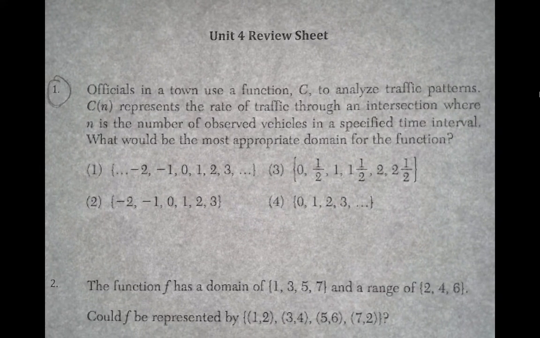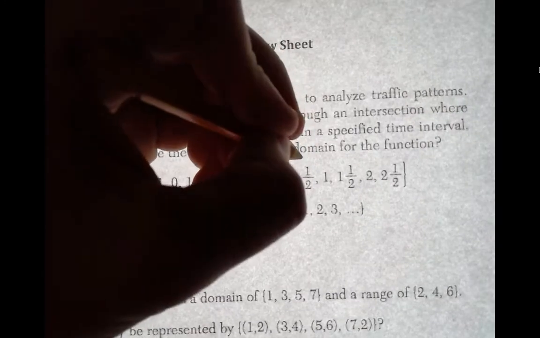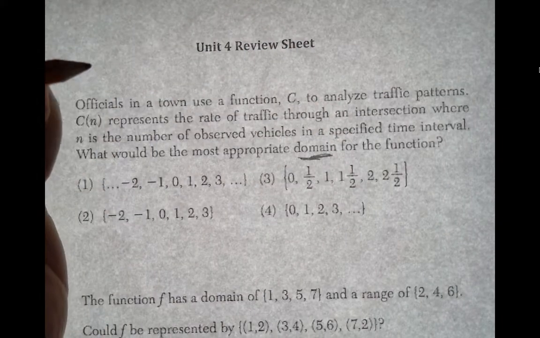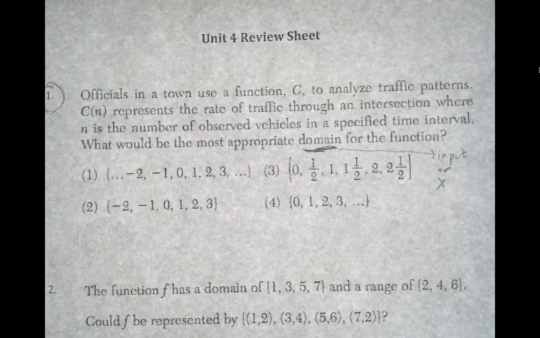Officials in a town use a function c to analyze traffic patterns. C of n represents the rate of traffic through an intersection, where n is the number of observed vehicles in a specified time interval. What would be the most appropriate domain for this function? So, first we are looking for a domain, which means we're looking for an input or an x in most cases. So we're looking for input or x.